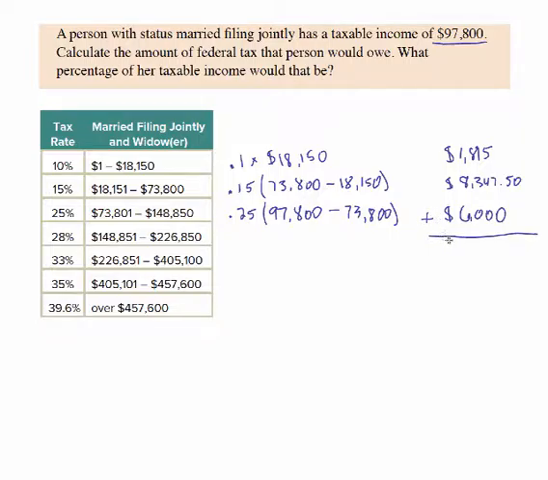So now the way we're going to calculate the amount of tax they owe is to add those three amounts. And when you add those three amounts, the result is $16,162.50. And that is the tax that would be due for this person.